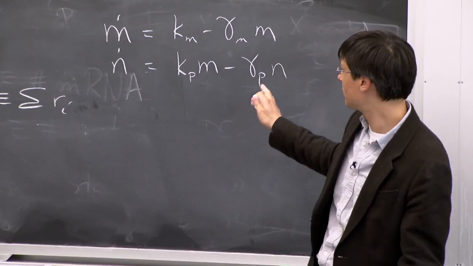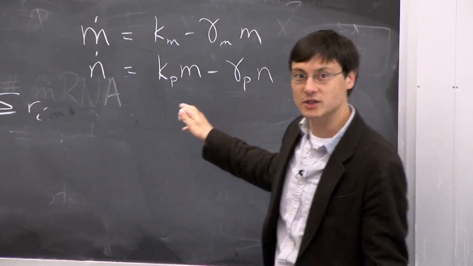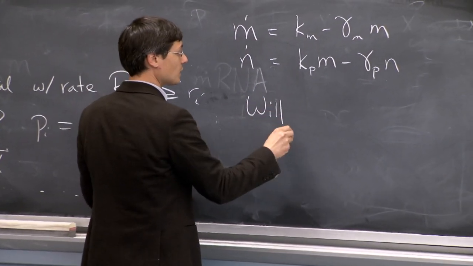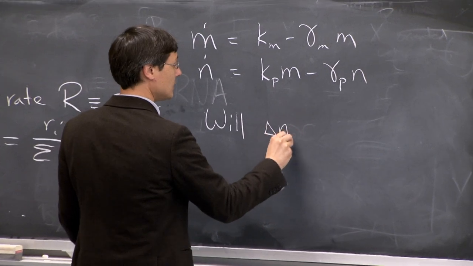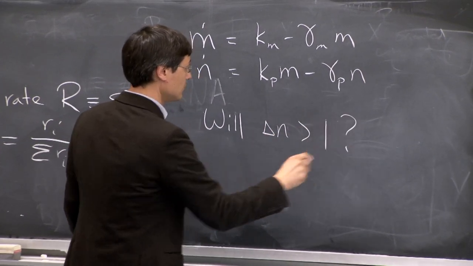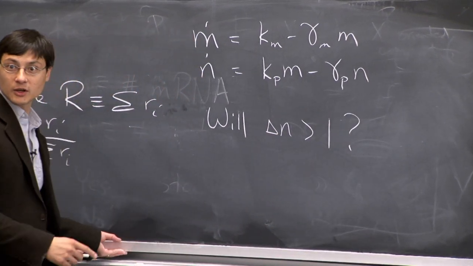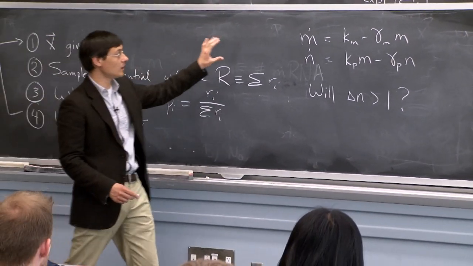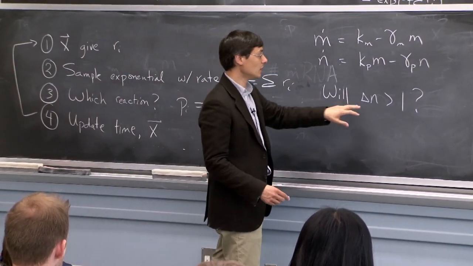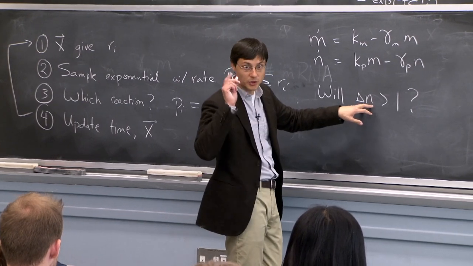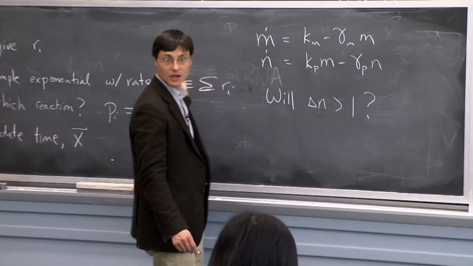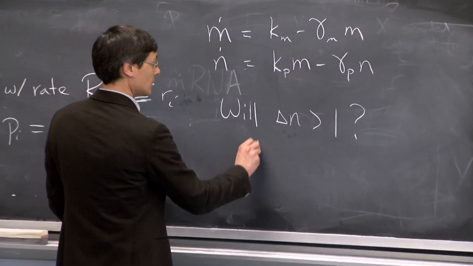If we do a Gillespie of this, will... well, let's just hold on. Let me do a quick vote. Will we have cases where delta n is greater than 1? If I go through this process, if I'm using the Gillespie and tracking how mRNA and protein number are changing over time, will I get these protein bursts, where delta n is larger than 1 in one of these time cycles? Okay.